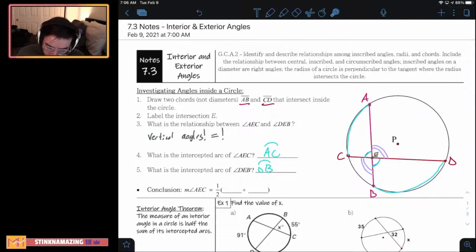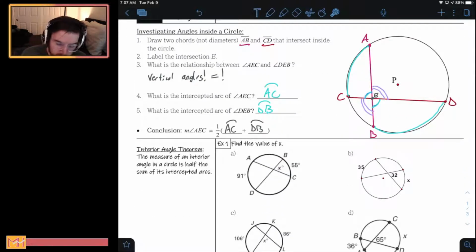So in conclusion, what can we say about AEC? AEC is equal to the sum of those two arcs added together and then take half of it. So you add the arcs and you divide by 2 or multiply by a half, that's the same thing, and you find the measure of the angle. Let's run through a few examples so you can see how that works.